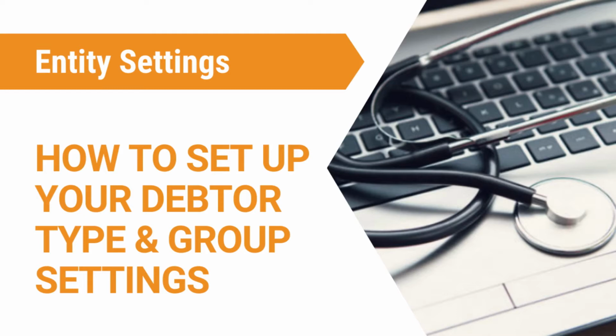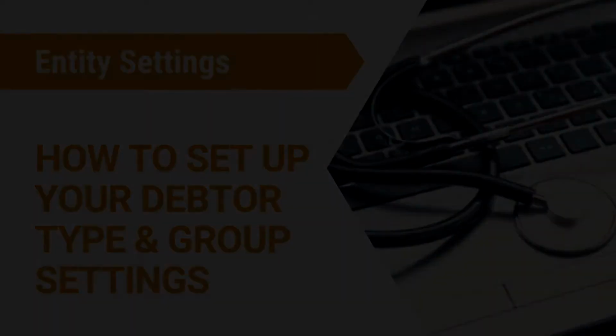The goal of this video is to show you how to set up your debtor type and group settings. The purpose of debtor type or group settings is so that the user can set up their own debtor types or groups, for example, normal private or medical aid debtors, injury on duty debtors, or insurance debtors.